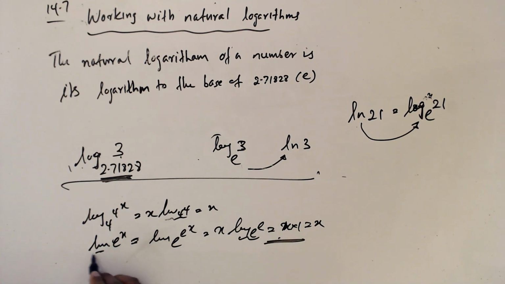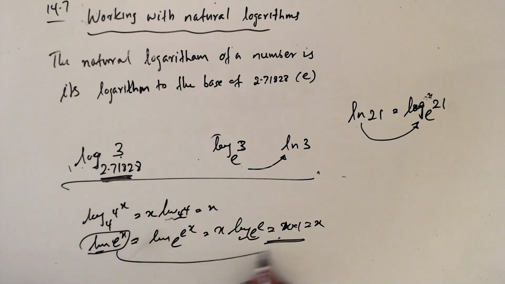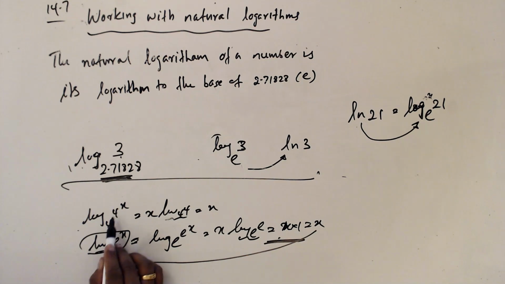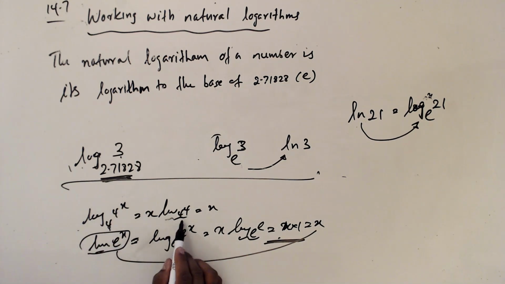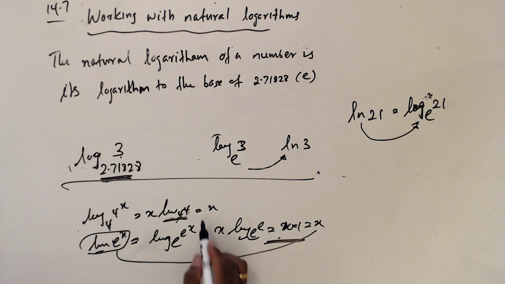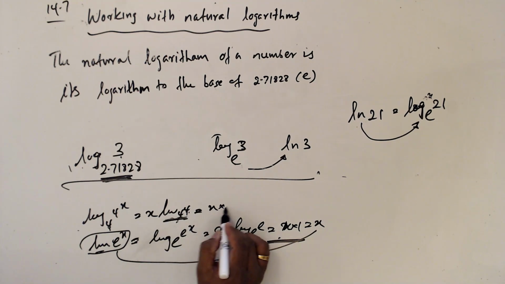When you look at ln of e to the power x, it is x, but it's a bit confusing sometimes. If you write it in proper log mode, it is normal then. It's like the normal 4 to the power x case: log base 4 of 4 is 1, so this is x times 1, which is x.